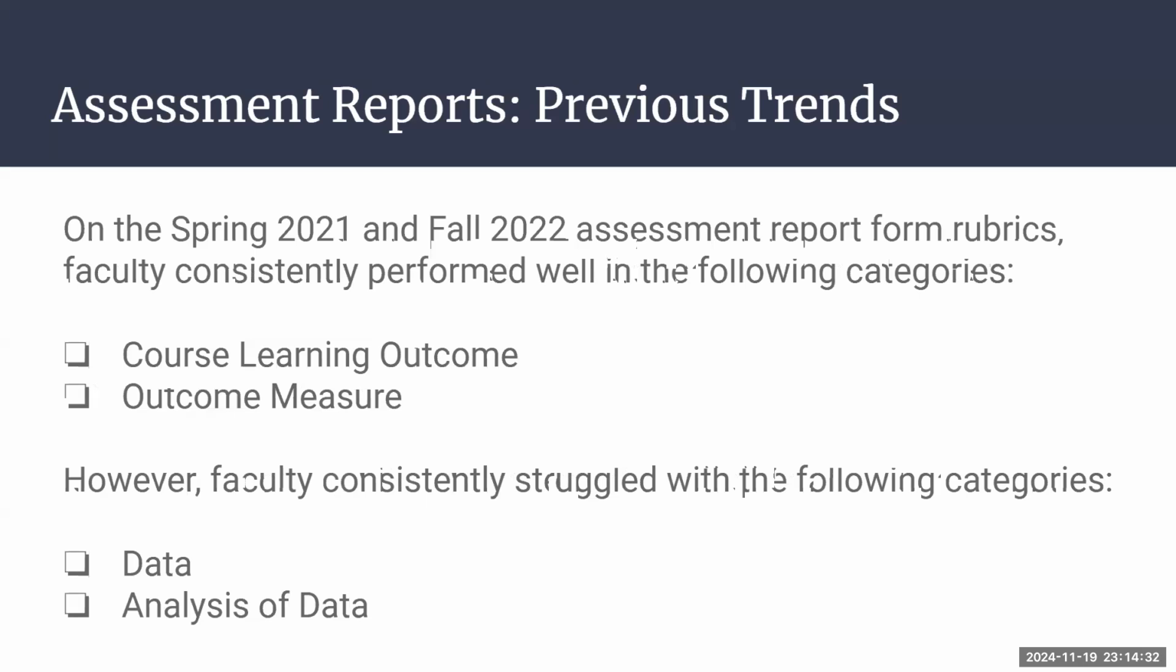And then the outcome measure means that folks across the board had really good assignments. Were there some issues? Of course, there are always going to be, but by and large, the outcome measures, the assignments folks were utilizing to be able to assess student performance, were solid. So on the student end of assessment, things were great. On the back end, we struggled pretty consistently with data and analysis of that data.